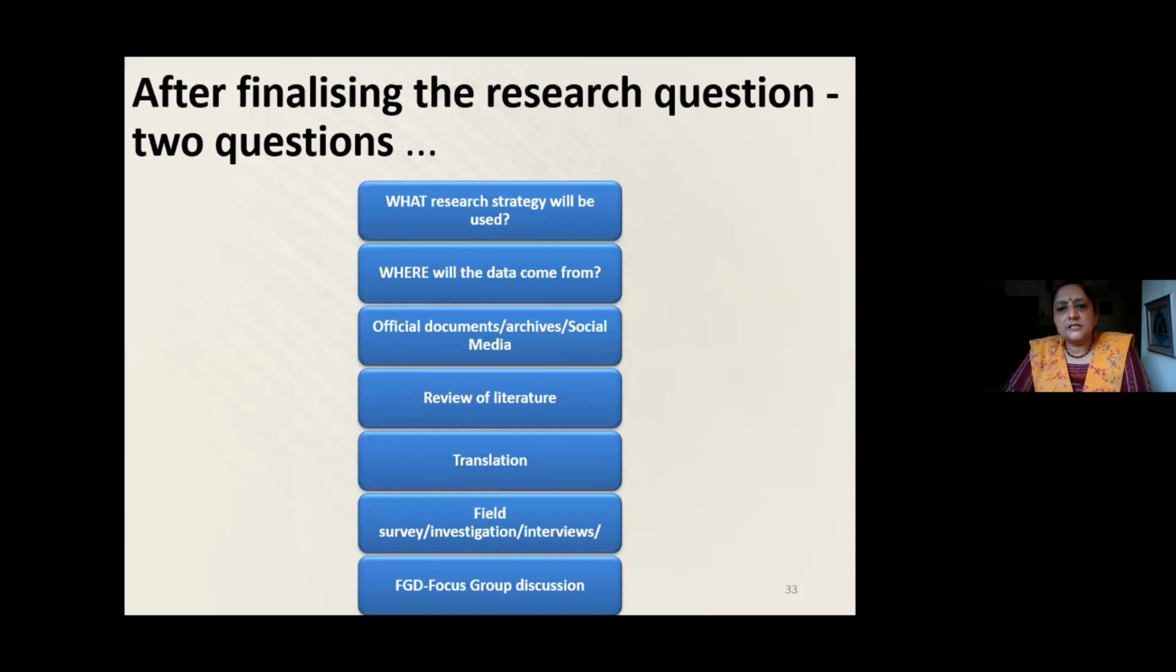What are your research strategies? Where will the data come from? Official documents, archives, or social media? In your review of literature, have you included the latest works, all major publications and all major researches, and have they been critically examined by you?